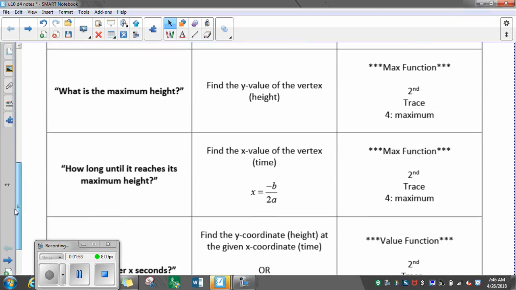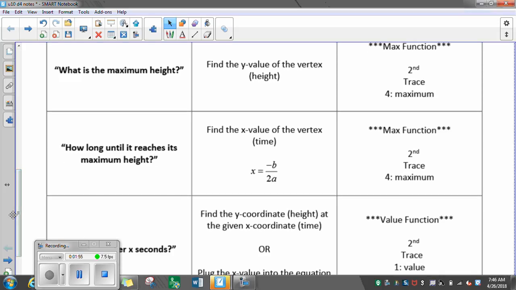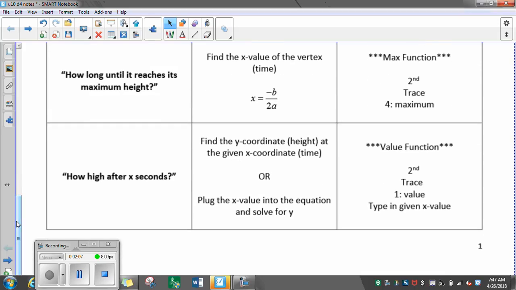If they're asking how long it takes to reach its maximum height, that's the x, because time is usually our x. So you need the x value for the vertex, which is just negative b over 2a. The last one would be how high after a certain amount of seconds. They gave you the x value, so you can plug it into the equation and solve for y. Or you can put the equation in the calculator, using x's and y's, and look for that x value and find the y value that goes with it.